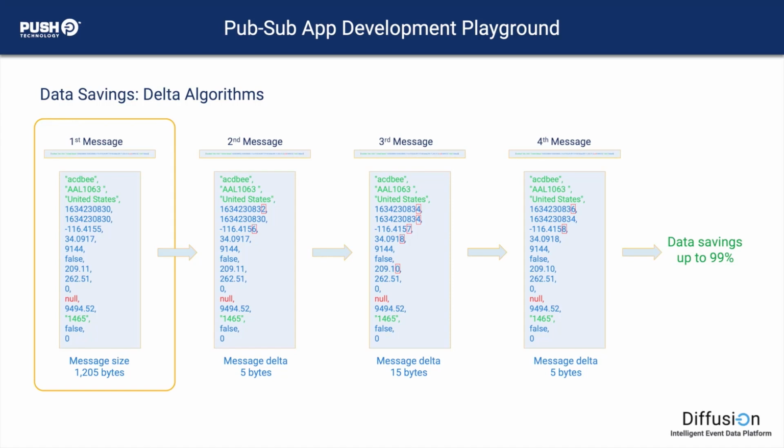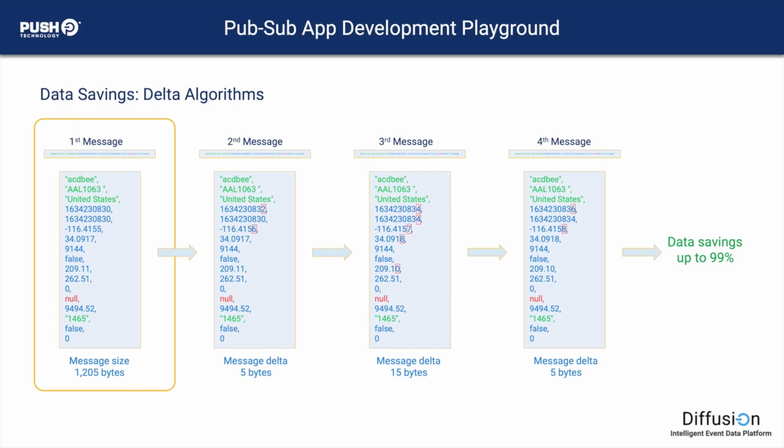In this example, for instance, we can see that the first message from the data producer, in this case the JSON stream from openskynetwork.org, will be sent completely. But then for subsequent messages, we're only publishing the delta, so the changes. Between the first message and the second message, only one digit in the timestamp and only one digit in the longitude has changed. Same thing with the third message.